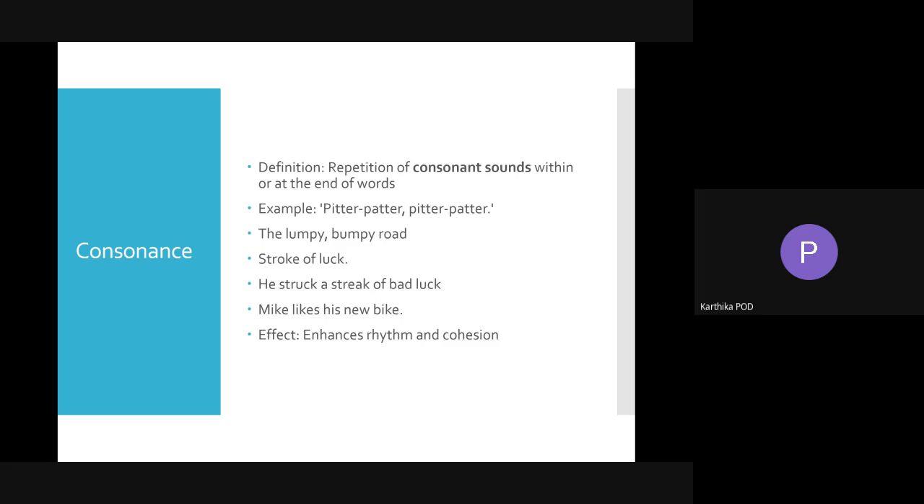What sound is getting repeated? Mike likes his new bike. Ma'am, I think in Mike and bike, the k sound is repeating here. Yes. There's also like, where the k sound is getting repeated. Yes, ma'am. So this is consonance.